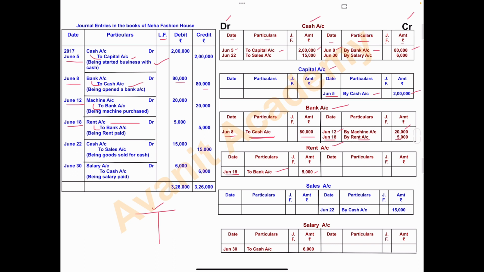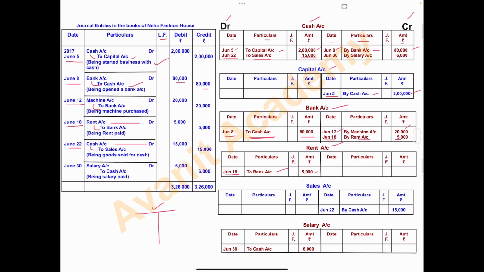On June 22, cash account debited to sales account. So here we have to prepare the cash account, which we have already prepared, and one more account, the sales account. The cash account is debited. So debit side, right. Okay, Dr is the debit side. Right? June 22. So next to cash account, which account is there? To sales account. So write to sales account, 15,000 amount.